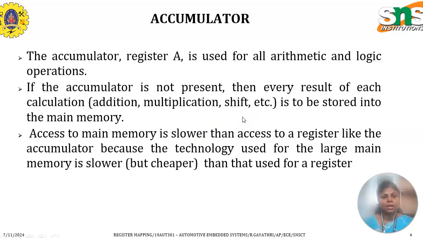First, the accumulator. It is also called register A. It is used for arithmetic and logical operations. If the accumulator is not present, then the result of each calculation, that is addition, subtraction, shifting operation, has to be stored in the main memory. Access to the main memory is slower than access to a register like the accumulator, because the technology used for large main memory is slower but cheaper than that used for registers.